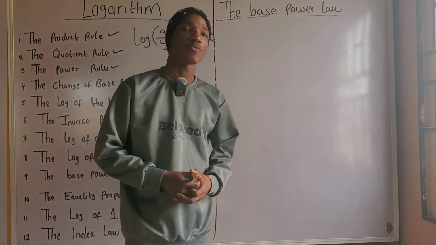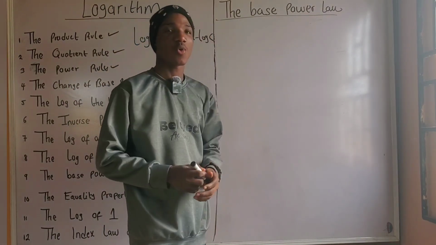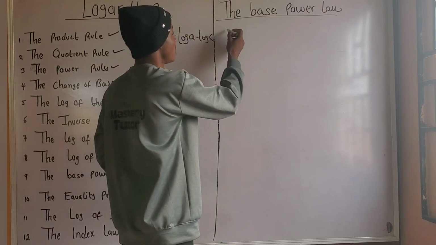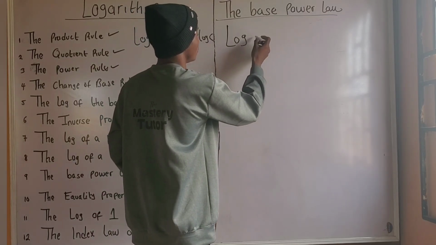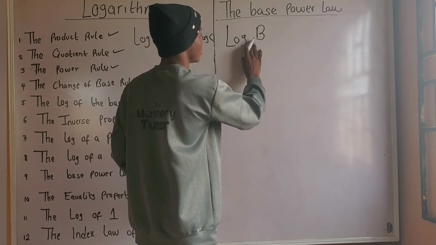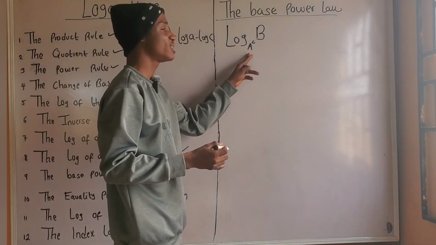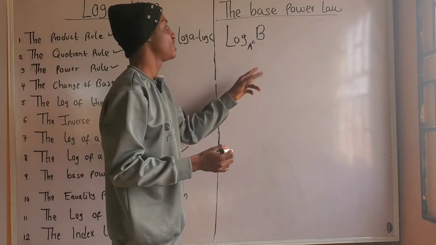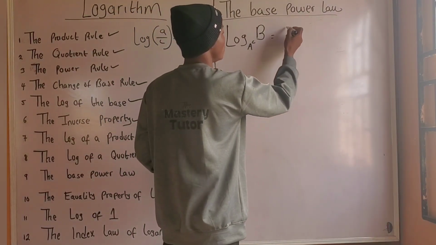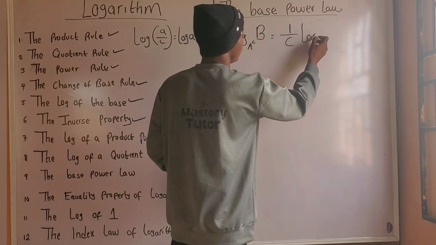Another important law of logarithm that we are going to look at is the base power law. That is, if you have a logarithm, maybe log b base a raised to the power of c, you can see that the base of this logarithm is raised to a power. The result of this kind of log will be the inverse of the power multiplied by the log.